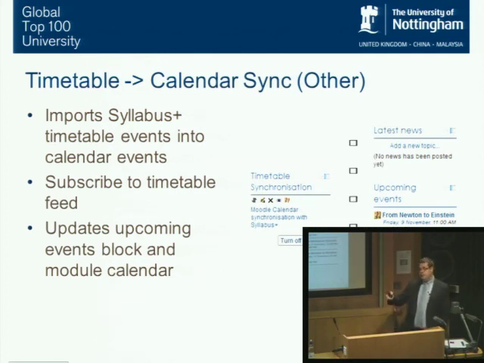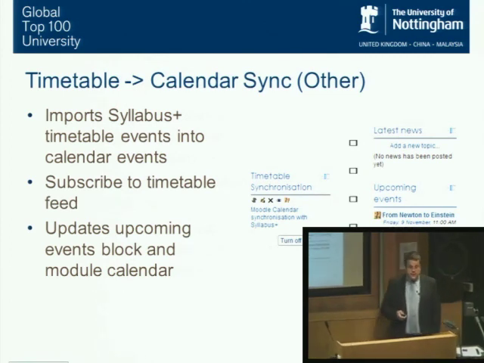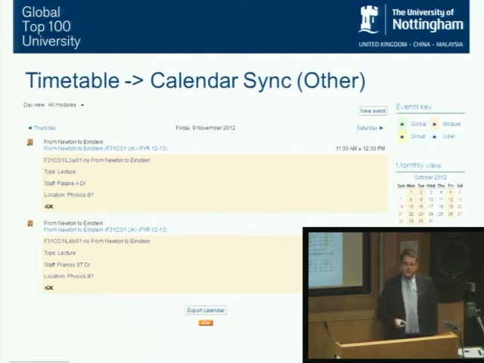You can press the button to turn it on, and then when you turn it on, it will update the upcoming events block with all of the teaching events that are happening. It'll also update the calendar as well. So this is the Moodle calendar system, and all these little red blocks here correspond to module events, and I'm here on the 7th with no teaching events for that specific module today, and my next one's on Friday, and there's the information about my 2 lectures that are taken from the Syllabus Plus timetabling system.